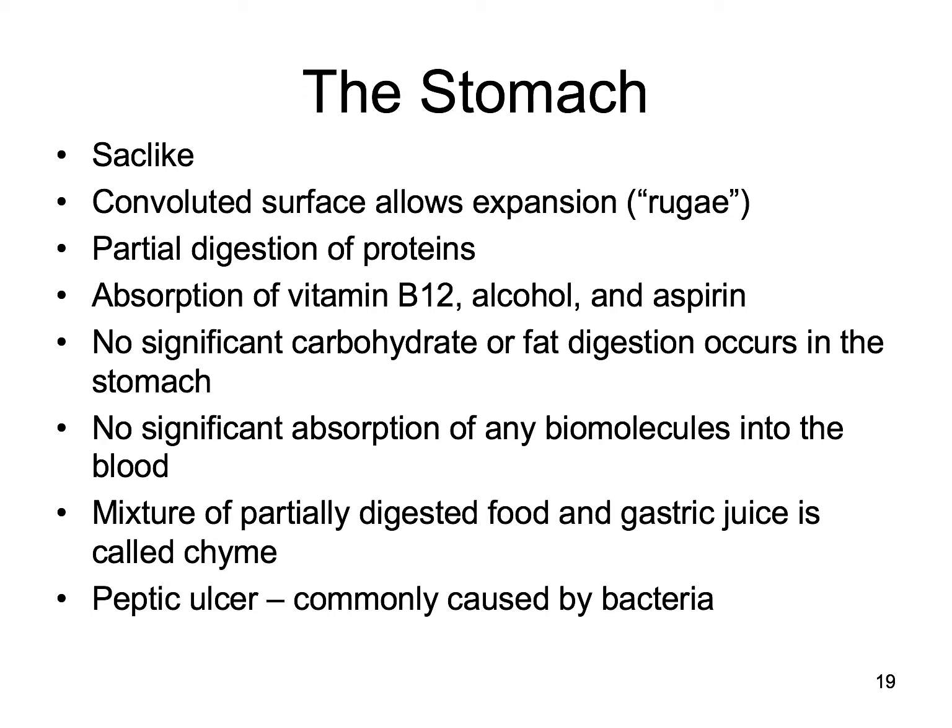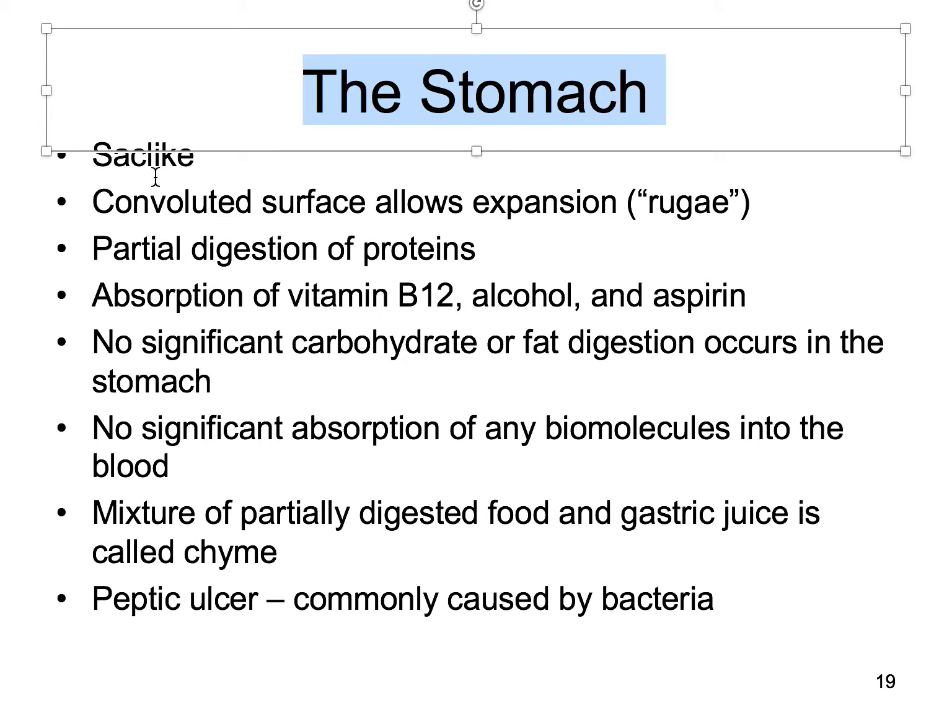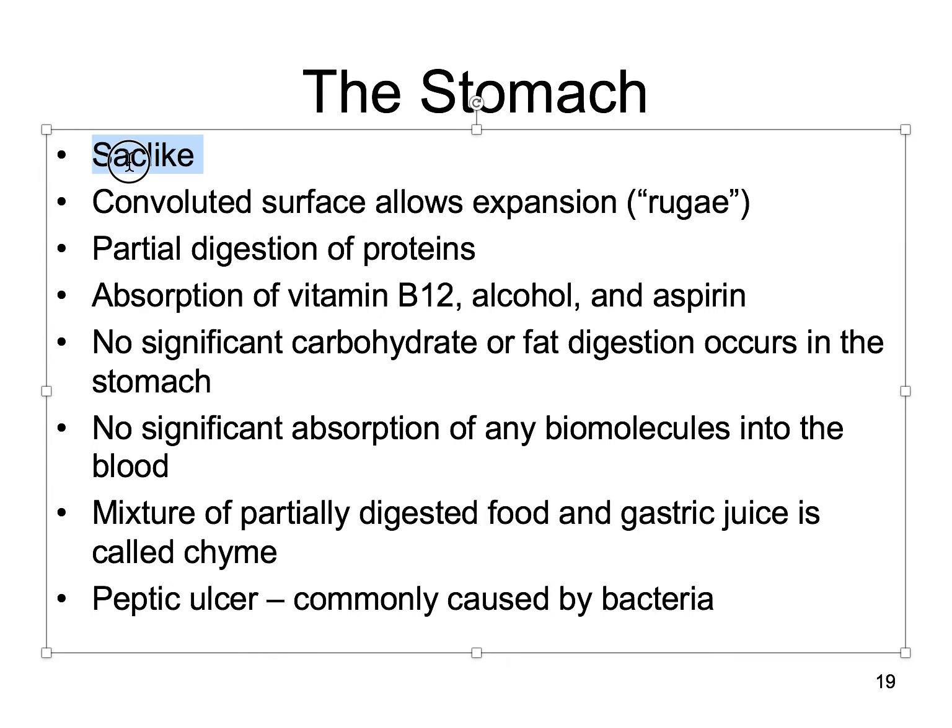And that chamber at the end of the esophagus is the stomach. The stomach is shaped like a nice big sack, and it is a really convoluted surface. It's a real rough surface that allows expansion and contraction because of the surface area of the stomach. Now we call the folds that are layered all on the interior wall of the stomach rugae.